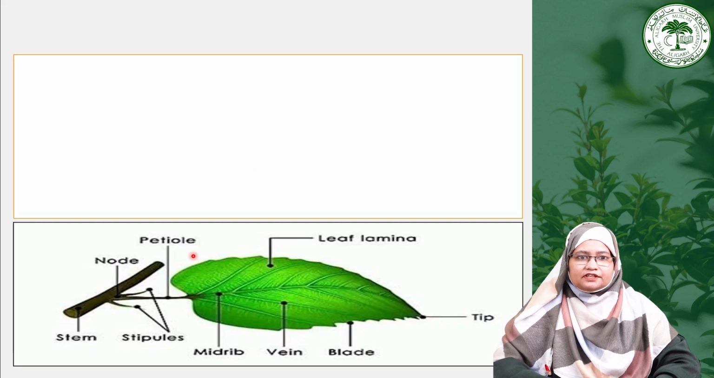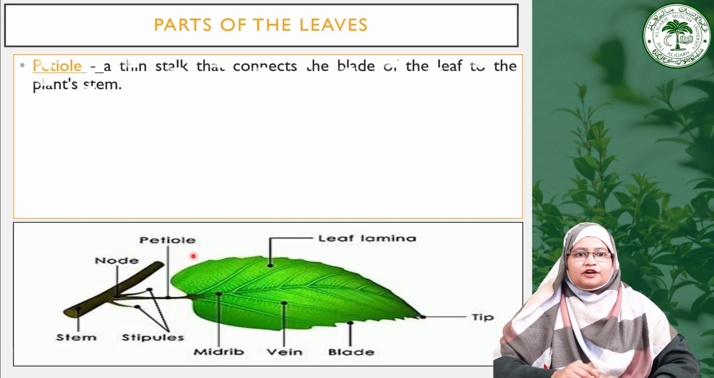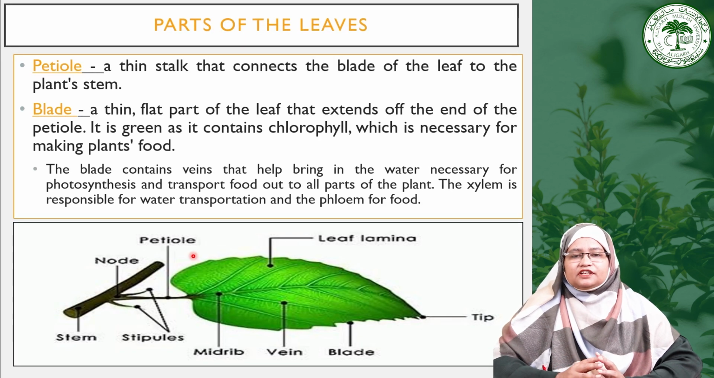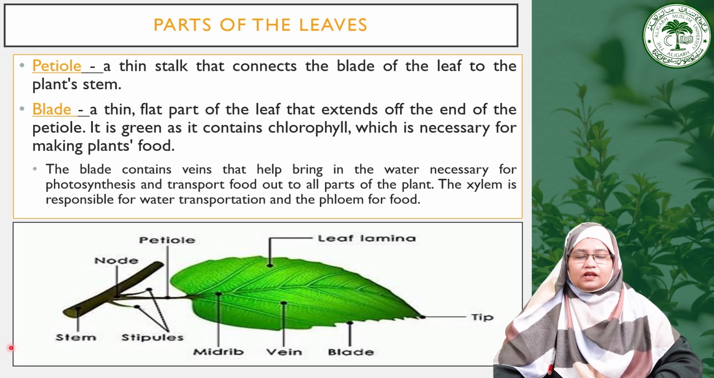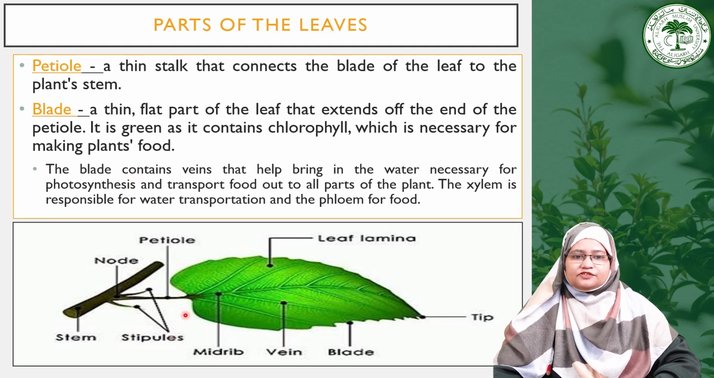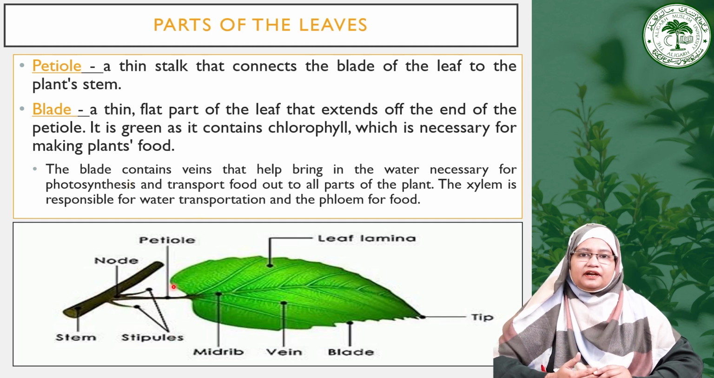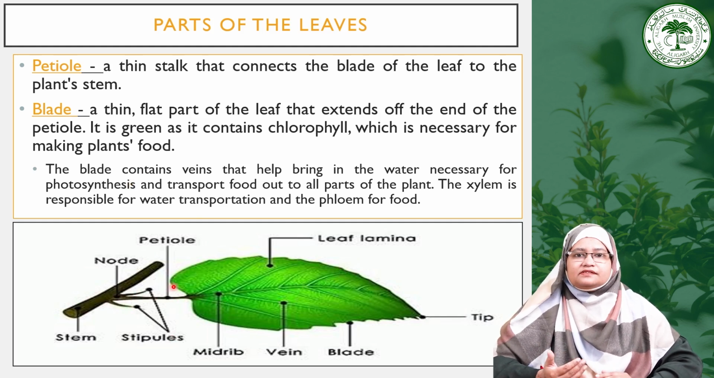Now moving towards the parts of the leaf. Generally, leaves have two main parts: one is the petiole and the next is the blade. The petiole is a thin stalk that connects the blade to the nodal region of the stem, as you can see here. But sometimes the leaves do not have a petiole. This type of leaf is termed sessile.